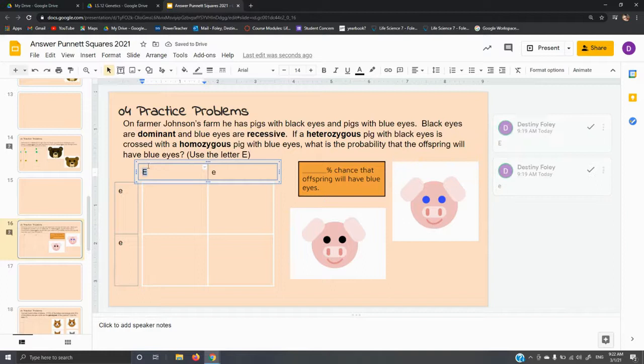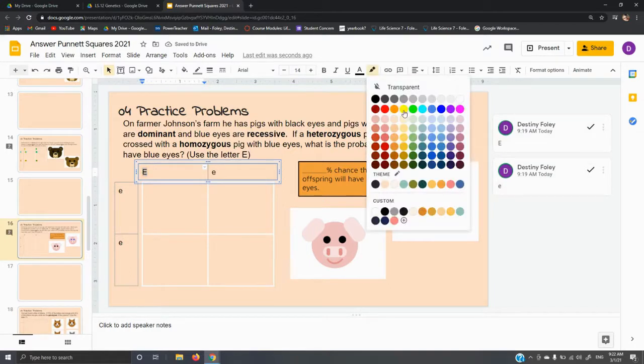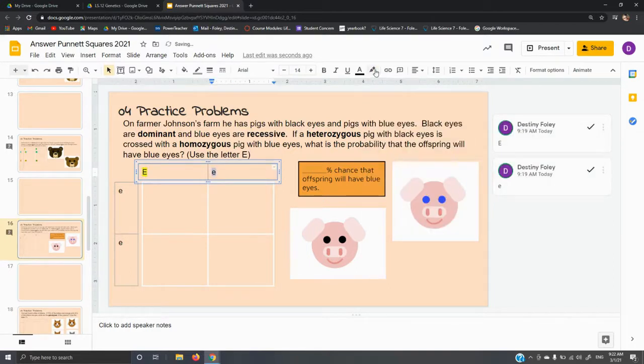Okay. I'm going to go ahead and highlight these. Remember, you do not have to highlight this. This is just optional. If you want to, go for it. Please do not ask your teacher if you have to highlight. The answer is no.